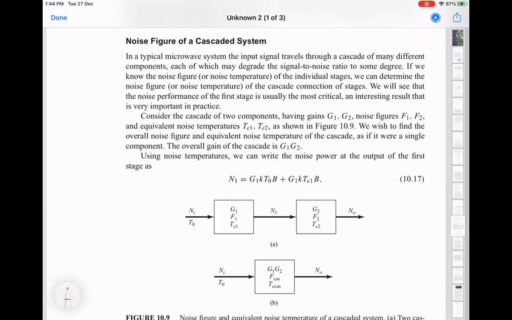So G1, G2, B means these two things will all go. In fact, I can kill this K also. So this will completely kill all of these terms. Right?